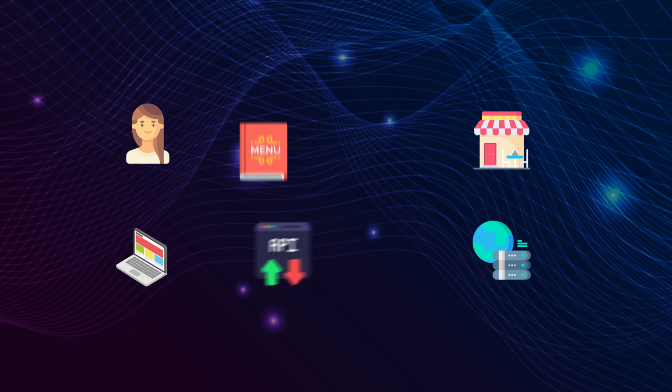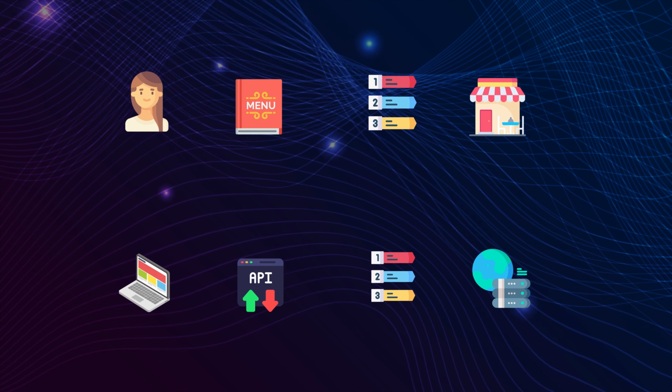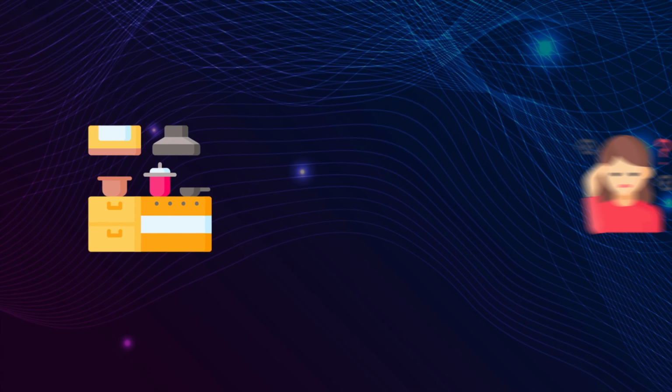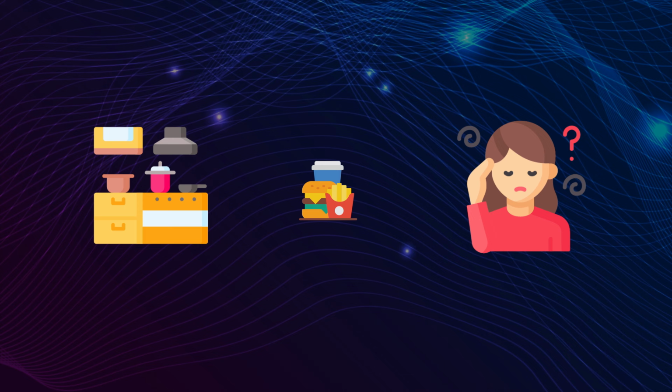The menu lists all the dishes you can order, just like an API lists everything you can request from a data server. Without APIs, or a menu in this case, you wouldn't know what kind of food is available on the server and a way to order them.